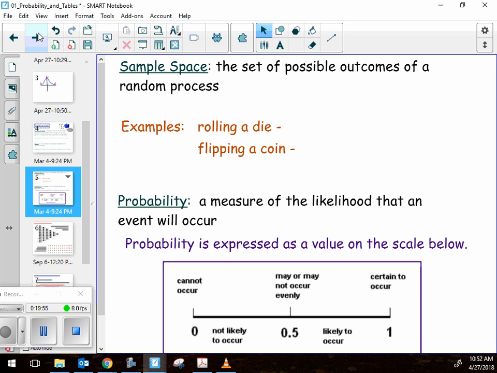All right, sample space. The sample space is all the things that could happen. Like for instance, with the 2 dice, there's 36 things that could happen.